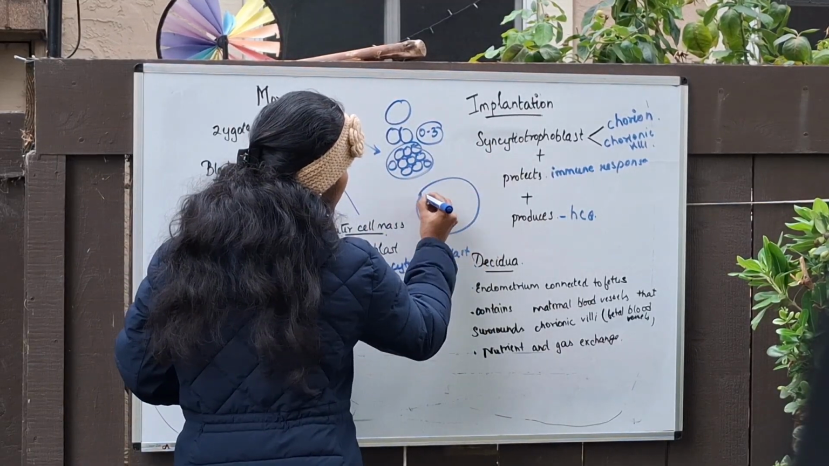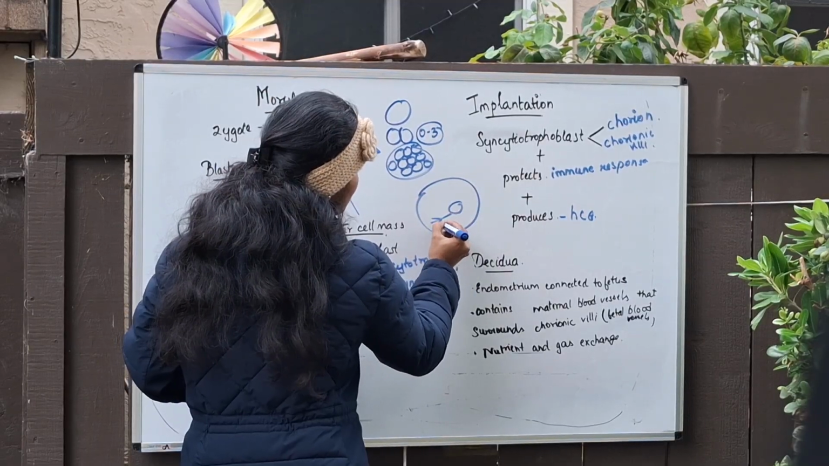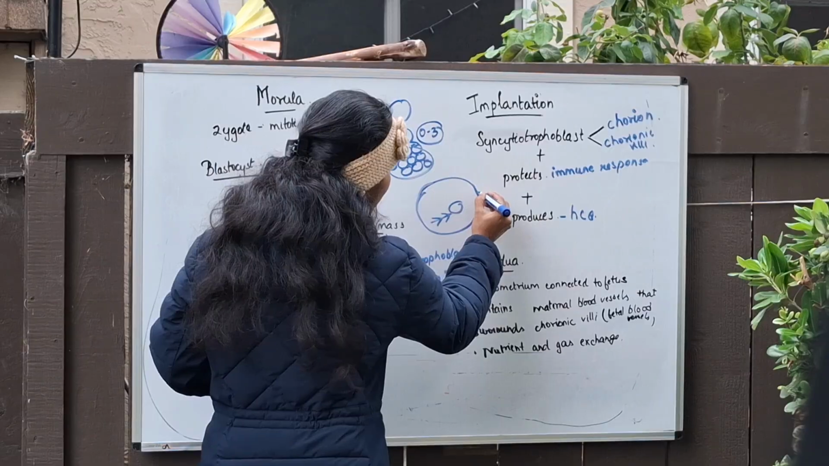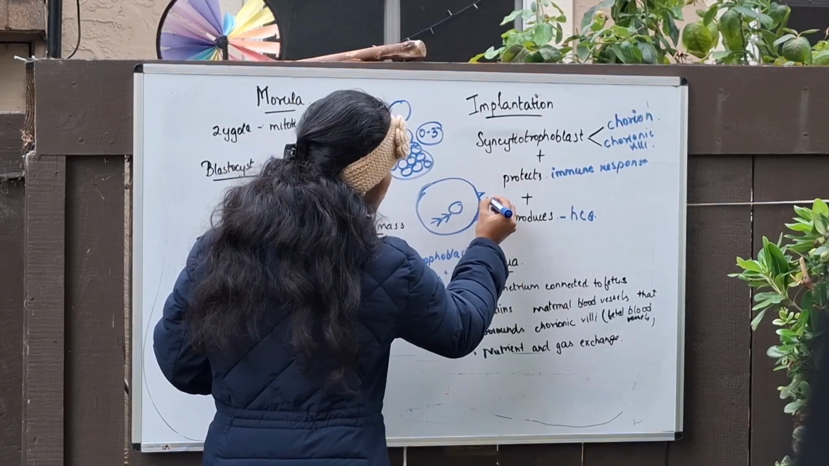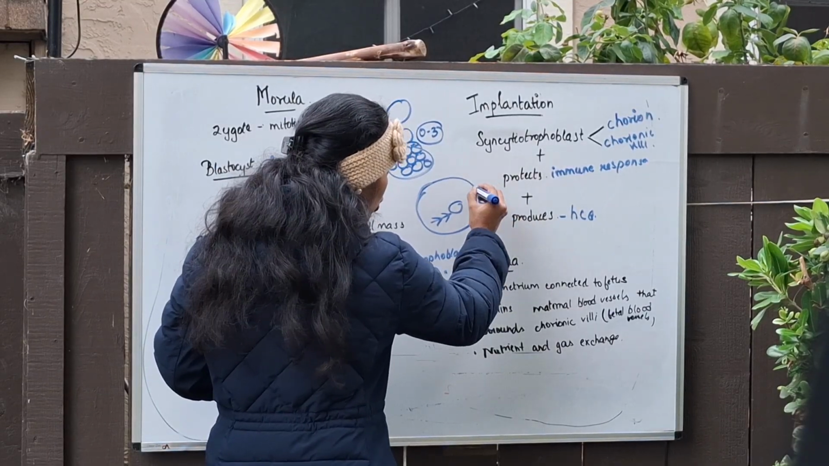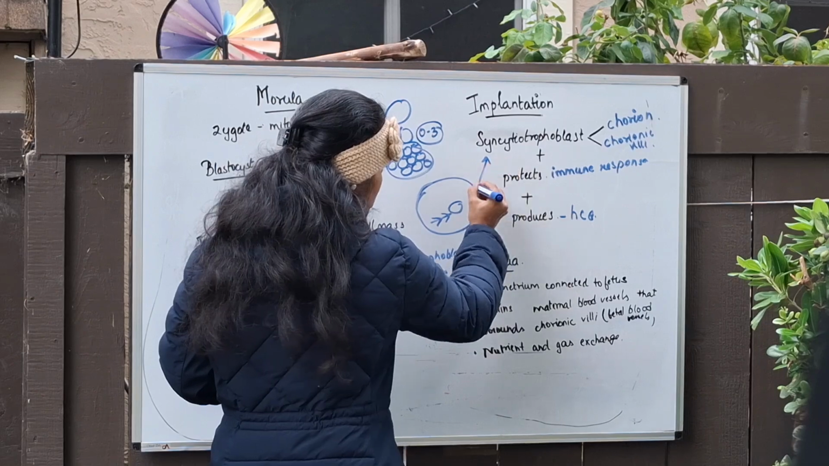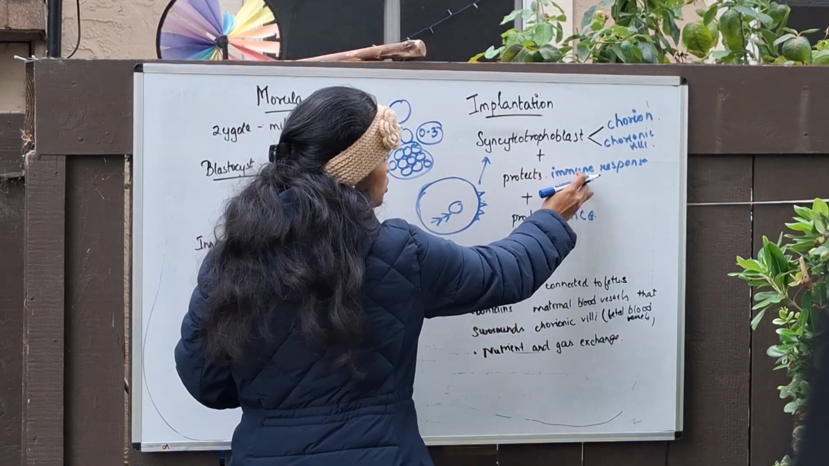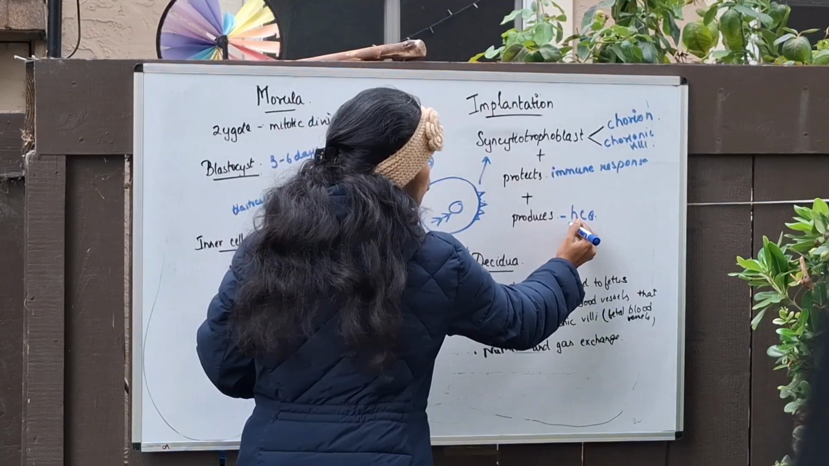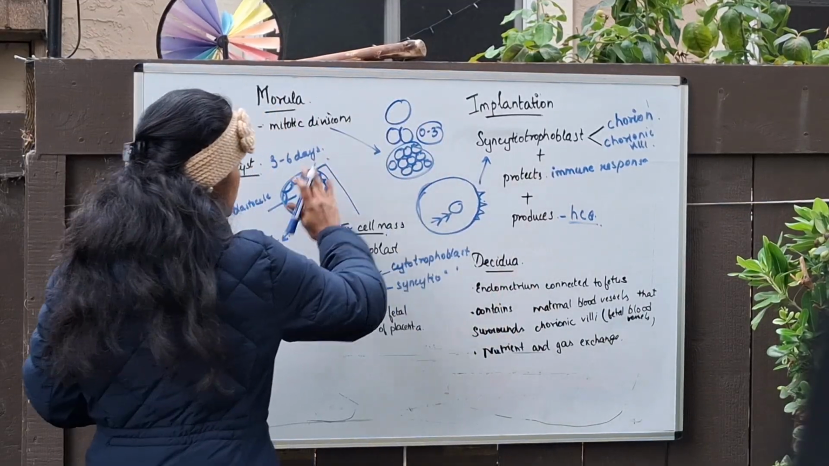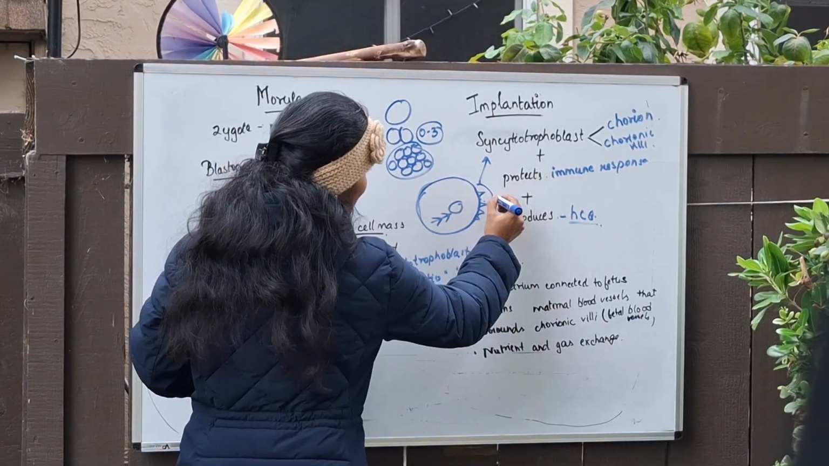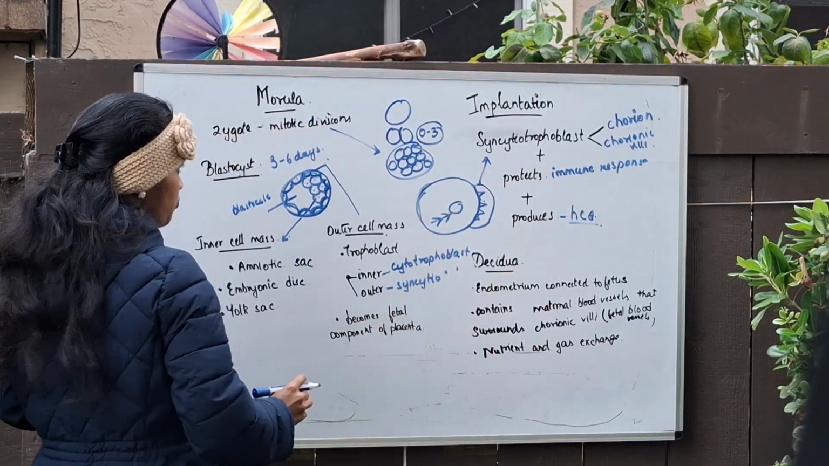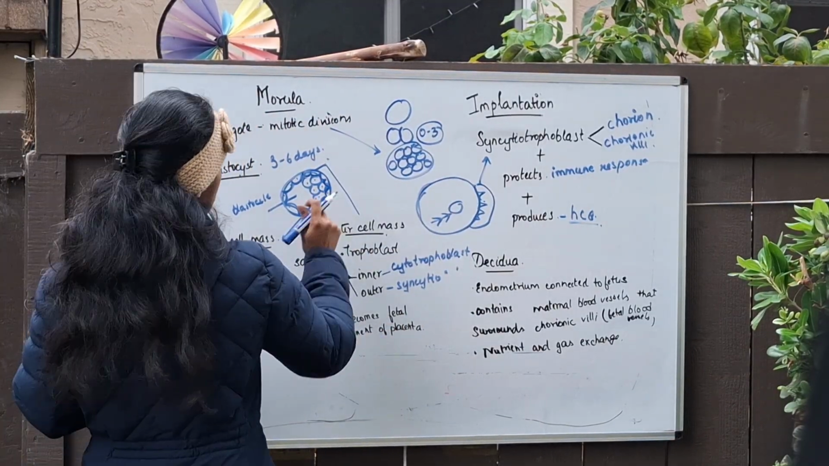So if this is where the fetus is present, I am sorry for making the diagram. So this is the chorion, and here we have the chorionic villi. The chorionic villi as well as the chorion is formed by the syncytiotrophoblast. This chorion protects the fetus from the immune response, and the syncytiotrophoblast also produces HCG. So here we have the placenta, it forms the fetal component of the placenta. So this is about the outer cell mass.